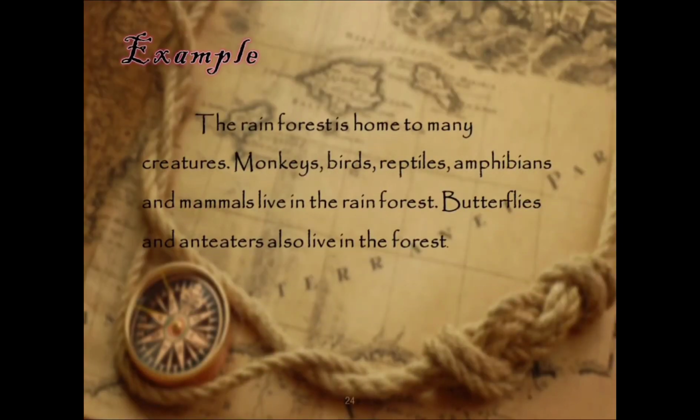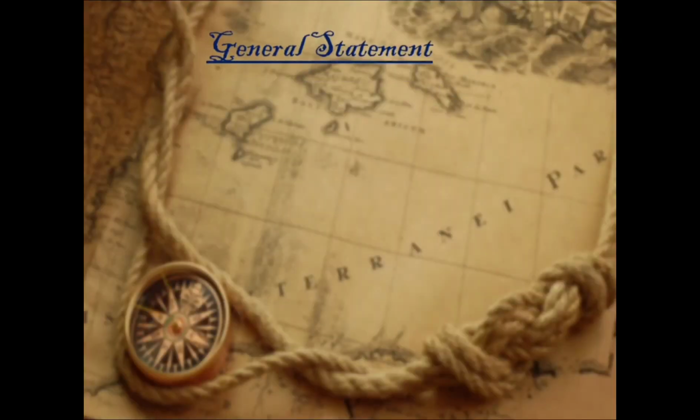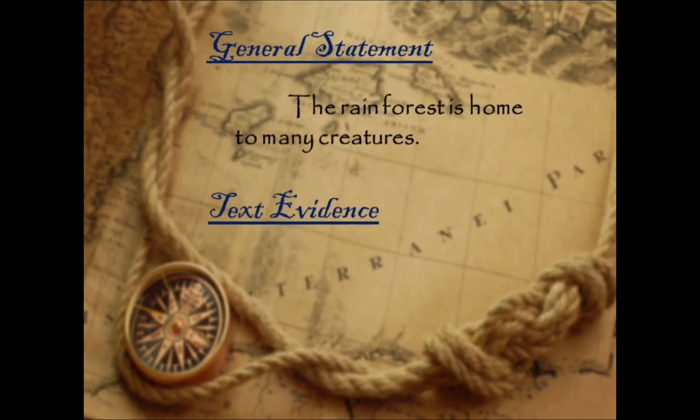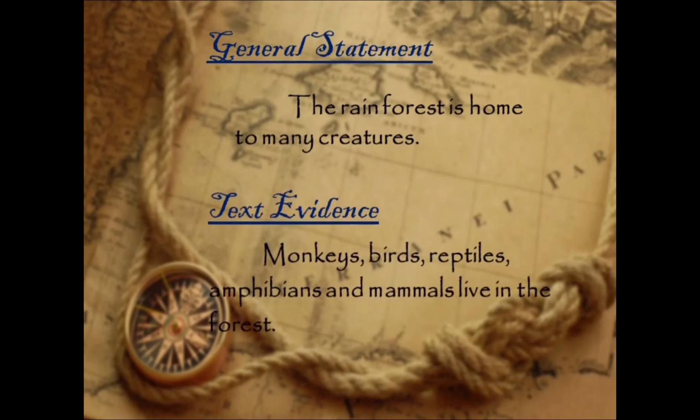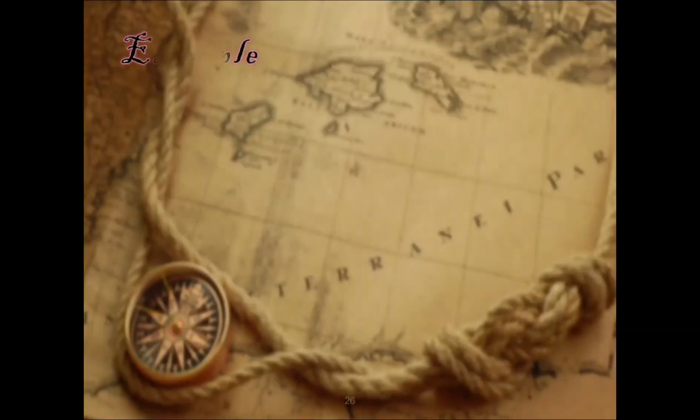Let's have an example. The rainforest is home to many creatures. Monkeys, birds, reptiles, amphibians, and mammals live in the rainforest. Butterflies and anteaters also live in the forest. Now let's find the general statement and text evidence from this paragraph. The general statement is the rainforest is home to many creatures. While the text evidence is monkeys, birds, reptiles, amphibians, and mammals live in the forest. Let's have another example.